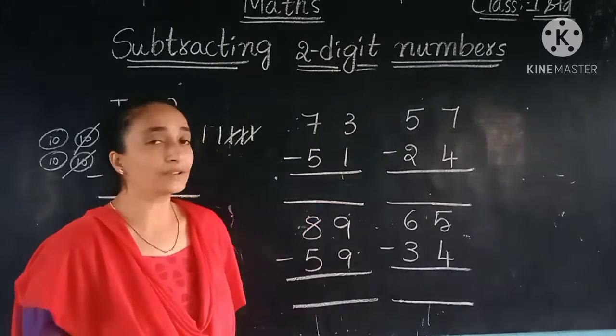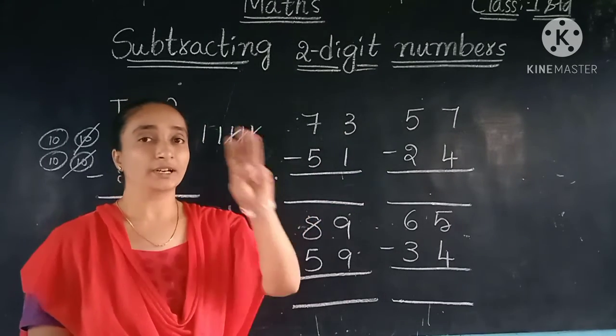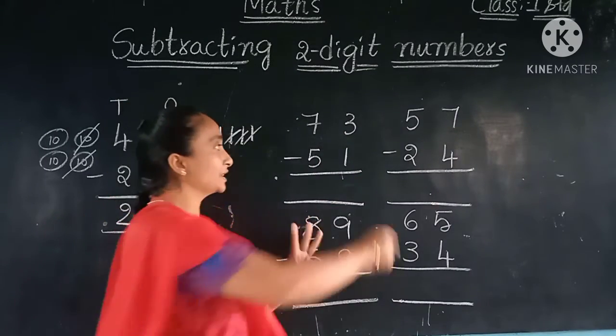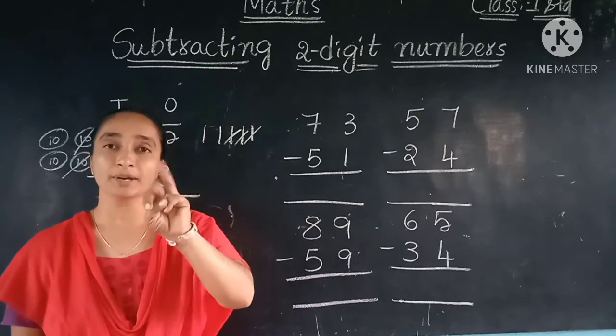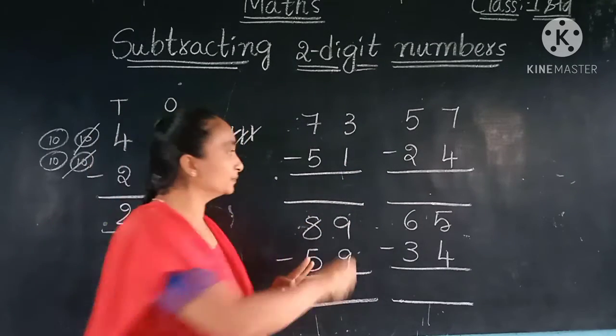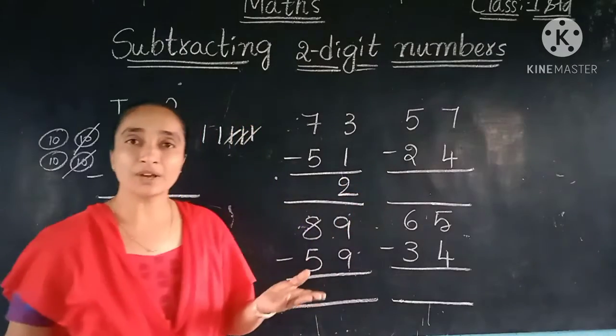So here, how many ones are there? 3 ones. So let us take 3 fingers. The second number, how much do we have? 1. So 1 finger, fold. Remaining, how many are there? 2. So 2 ones. Very simple.